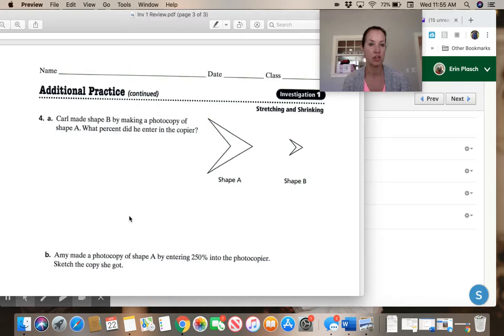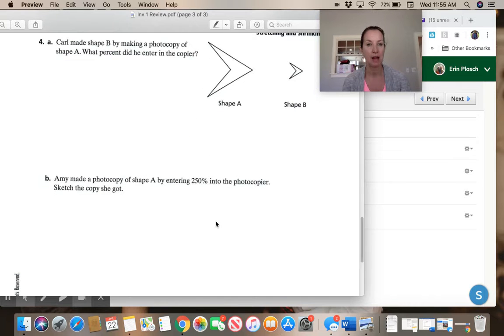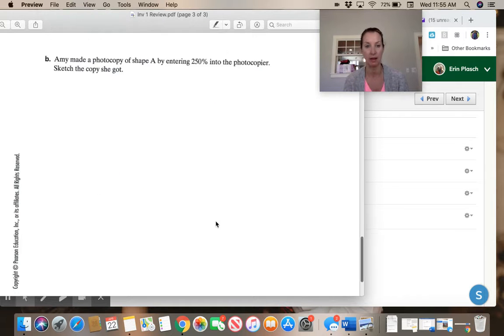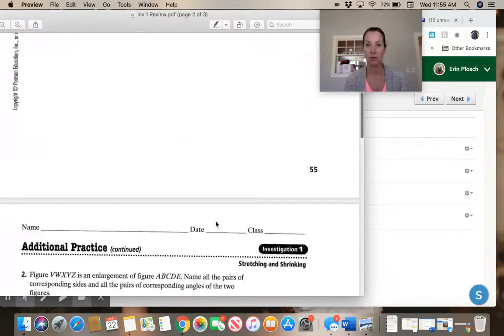Here, Carl made shape B by making a photocopy of shape A. What percent did he enter? So you might start by measuring the side lengths, the long sides and the short sides. Amy made a copy of shape A by entering 250% into the copier. Sketch the copies she got. If you don't have a ruler, you can just estimate, but know that you would label it with what it should be in length. And that is your review for today.